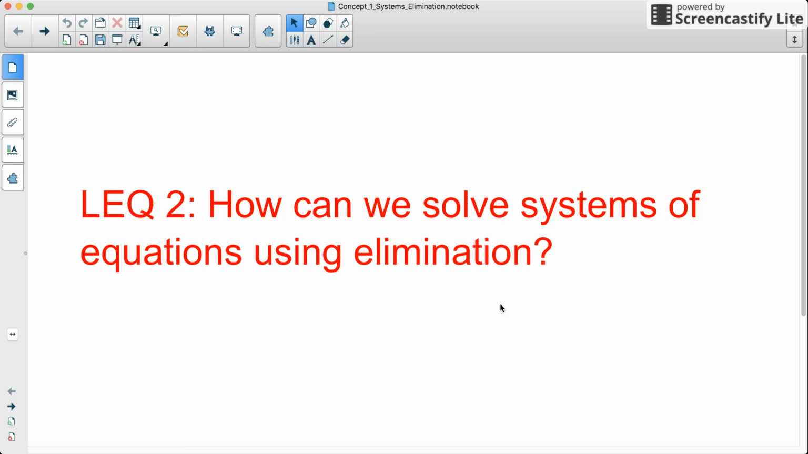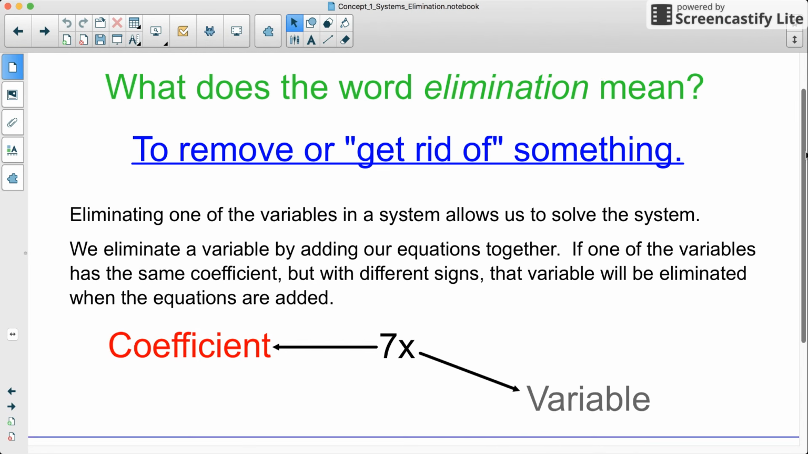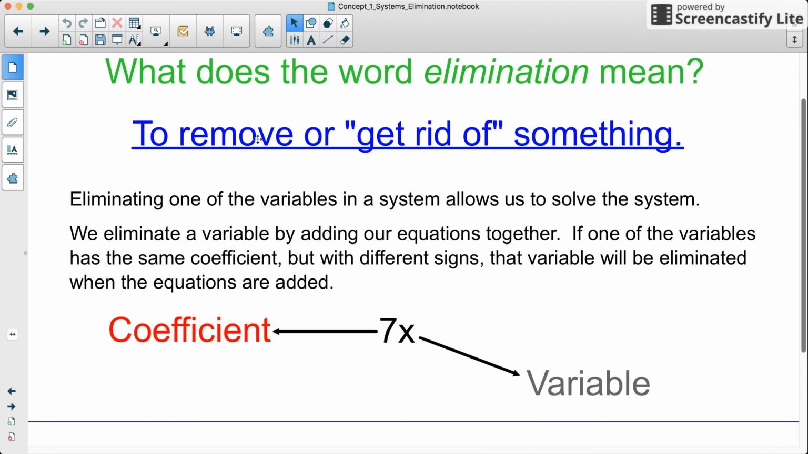Yesterday, we talked about solving systems of equations using graphing. Today, we are going to determine how we can solve systems of equations using elimination. What does the word elimination mean? It means to remove or get rid of something. You should write that on your paper.